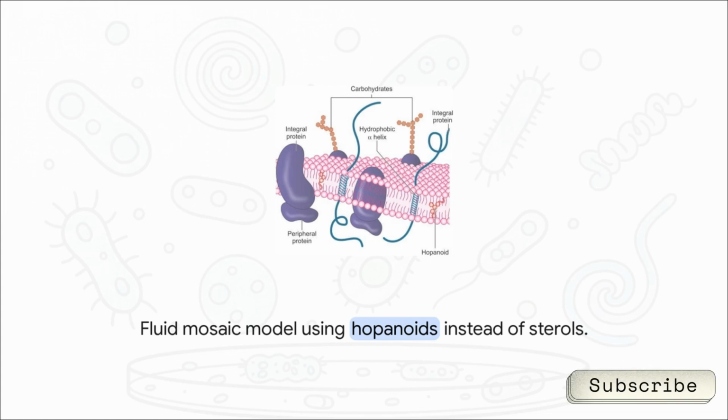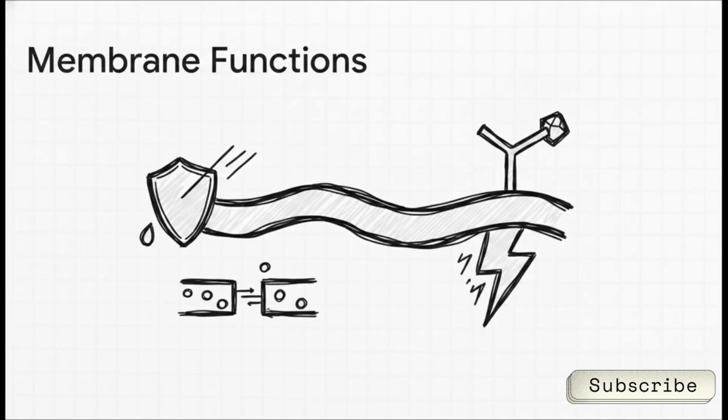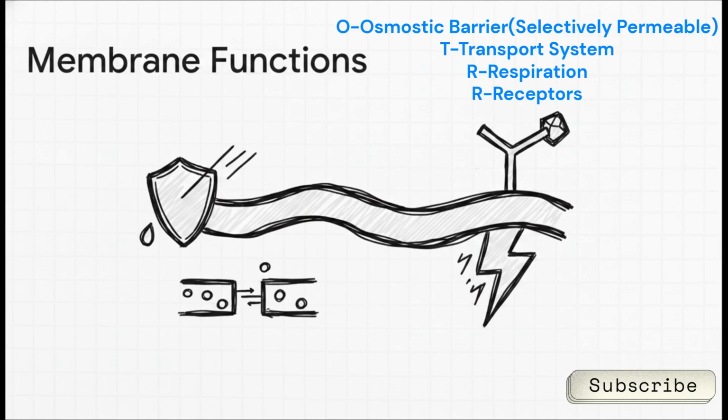So, what do normal bacteria use instead of cholesterol to stay stable? They use pentacyclic sterol-like molecules called hopanoids. When an exam asks you for the functions of the cell membrane, I want you to immediately think of the acronym OTRR. O for osmotic barrier.